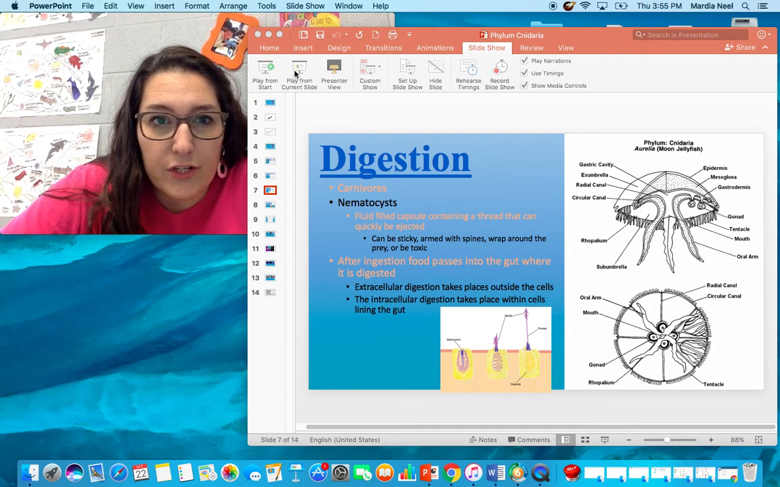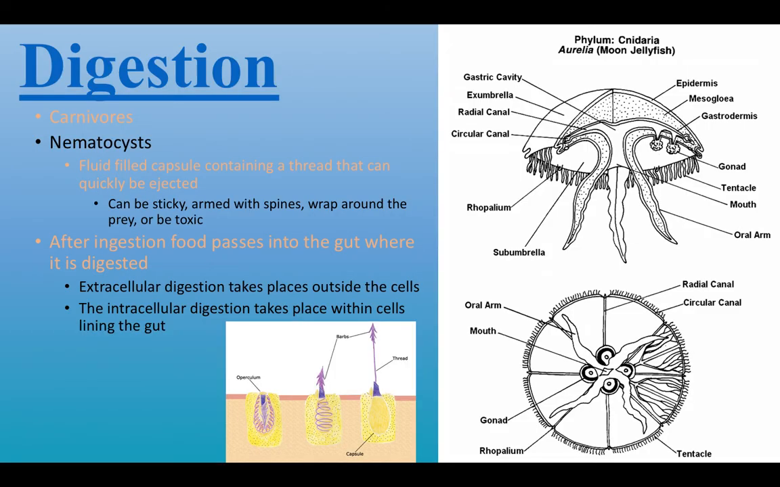I'm going to make this full screen for a second just because it's easier to see. You won't see me, but you'll see this full screen. So you've got this nematocyst down here, and it's a fluid-filled capsule, and it has a thread. And that thread is ejected quickly. It's typically pressurized, so when the pressure changes on the outside, it forces this thread with a barb on the end to shoot out and grab the prey or stick to the prey. That capsule and that thread can be sticky, it can be armed with spines, it can wrap around the prey, it can be toxic, so there are lots of different things.